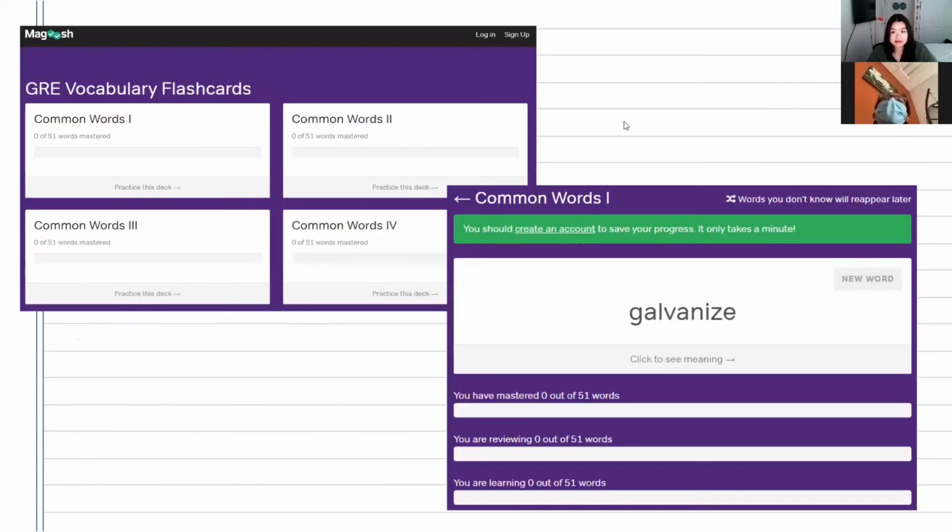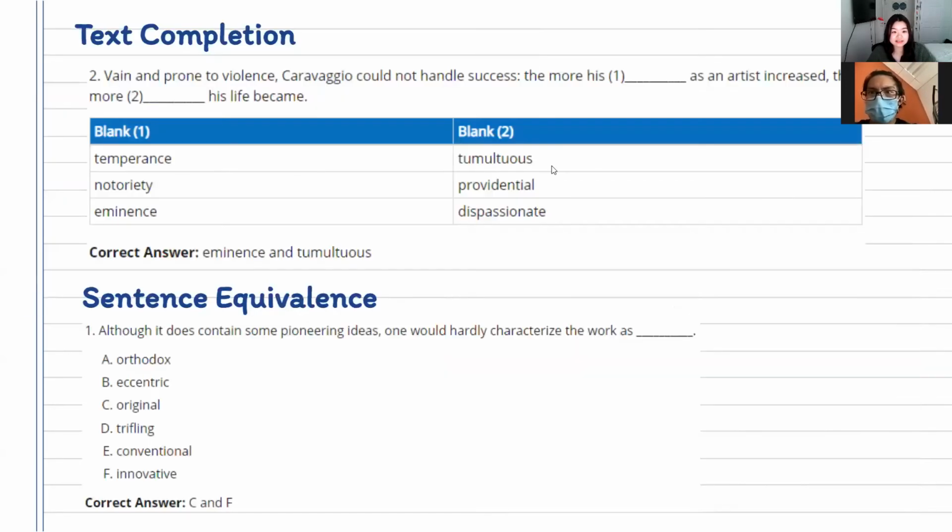So I'll show you guys first what the Magoosh app looks like. So you can kind of see there's a bunch of different decks, and you just go through them. It's really cool because it keeps track of what you missed and what you need to continue mastering. And it's kind of like an automated spaced repetition type of app. So yeah, I think it really helped me out. And I think a good amount of the words did show up on the actual GRE from this, so super convenient as well.